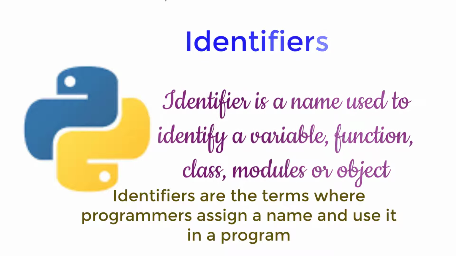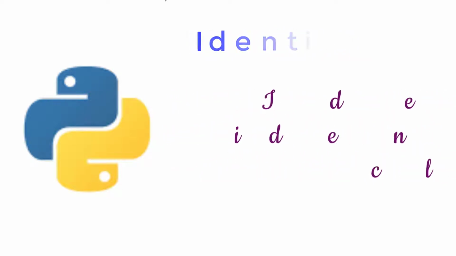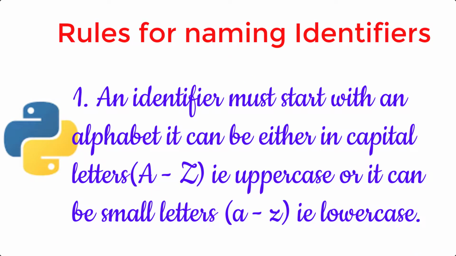So identifiers are the terms where programmers assign a name and use it in a program. Here we have to note one thing. As programmers have the control to assign a name for a few things, they have to follow rules to assign a name for identifiers. The first one: an identifier must start with an alphabet. It can be either in capital letters, that is capital A to capital Z, uppercase, or it can be small letters a to z, that is lowercase.